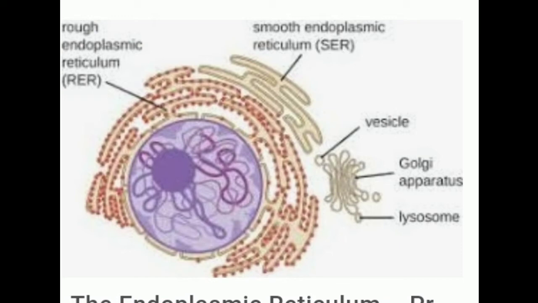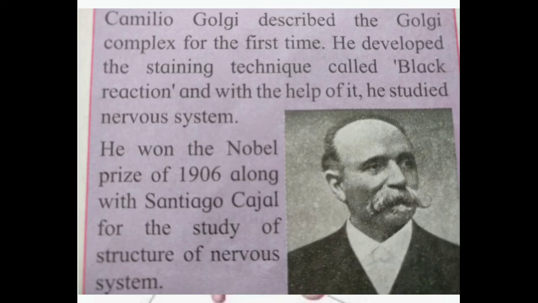Now the next organelle, Golgi complex. The next important organelle of the cell is the Golgi complex. It is also known by another name, Golgi compound. Sir Camillo Golgi found this Golgi complex for the first time. He developed the staining technique called black reaction, and with the help of it he studied the nervous system. And for this discovery he got the Nobel Prize in 1906.